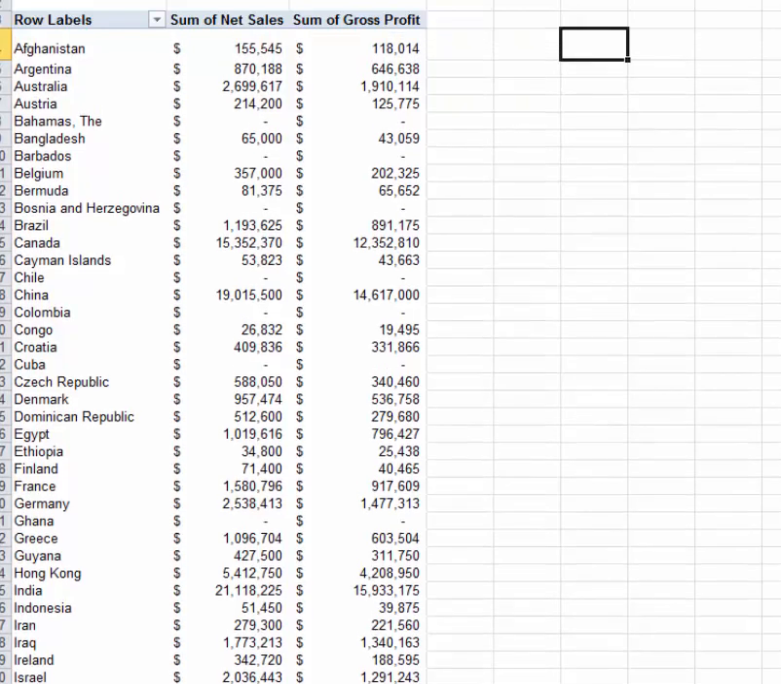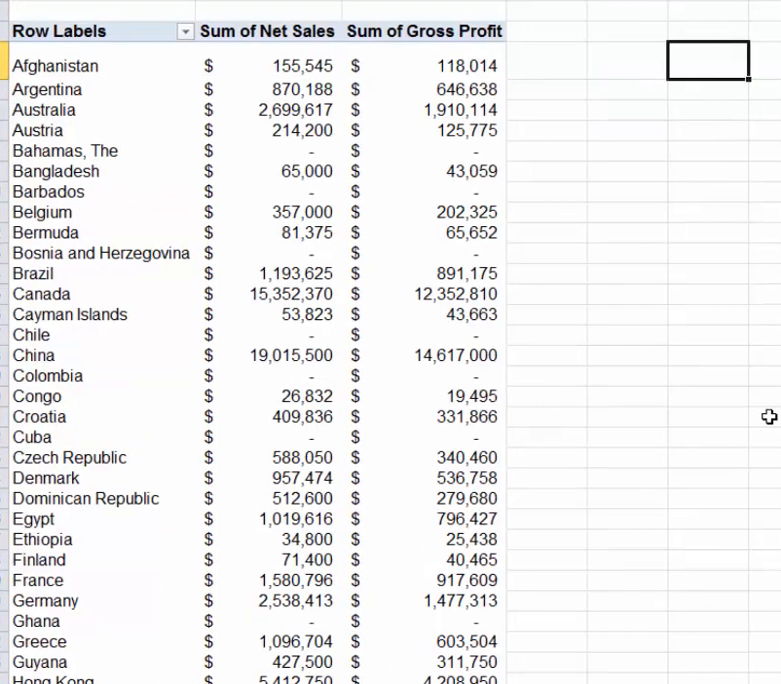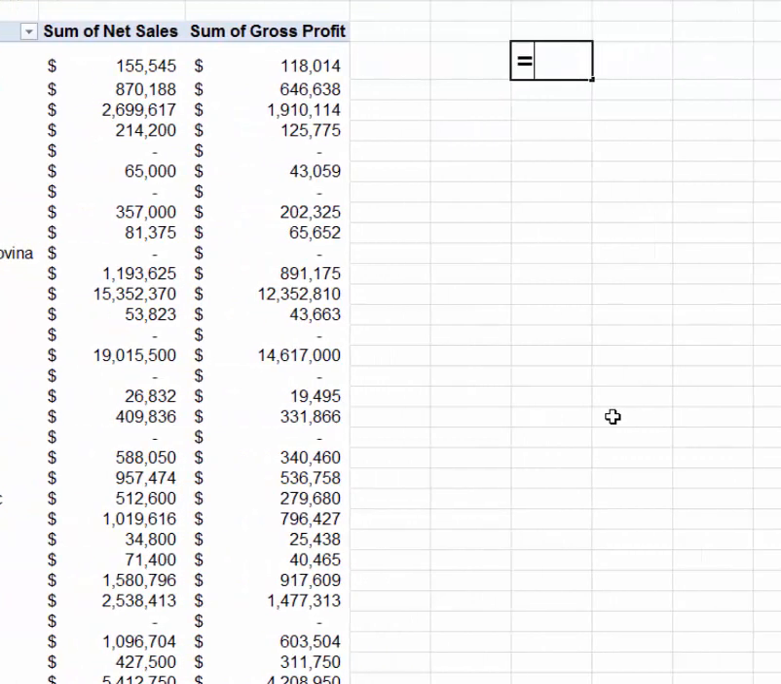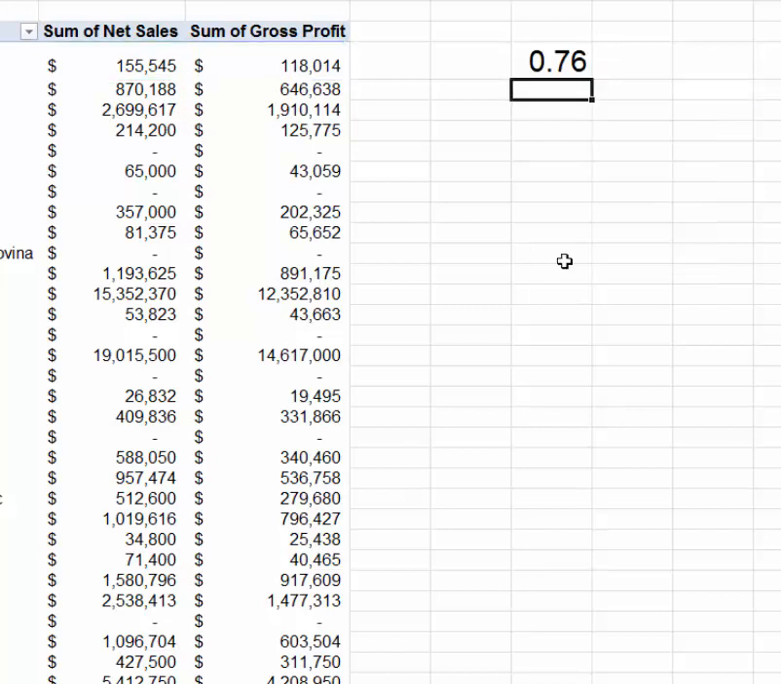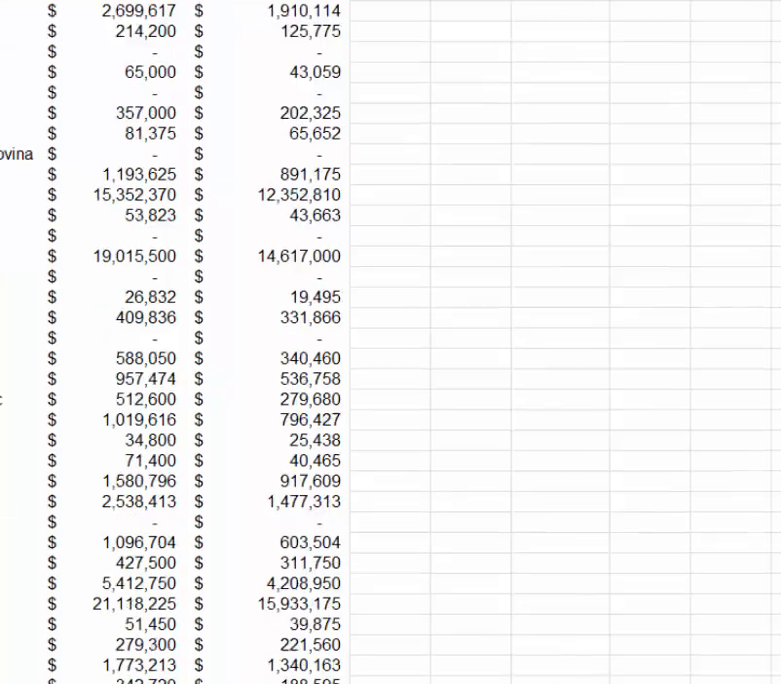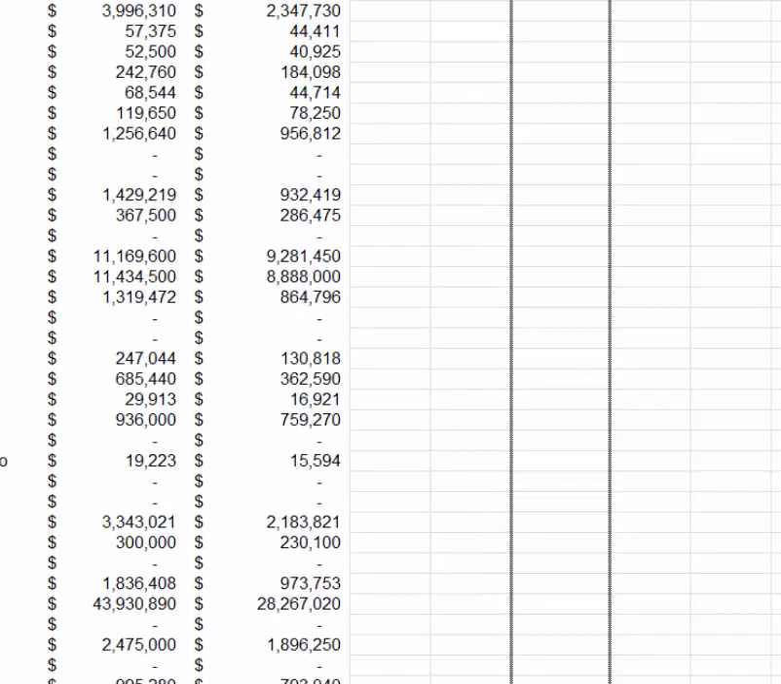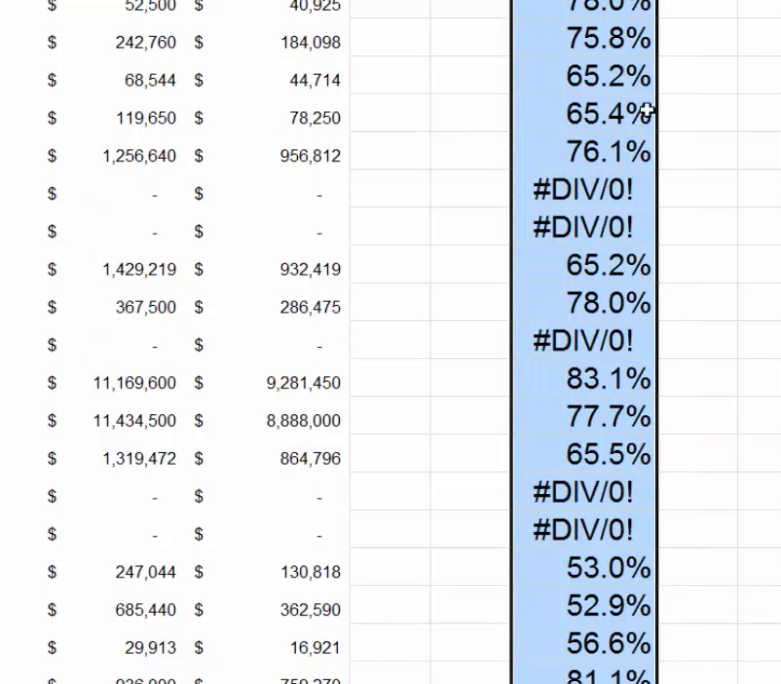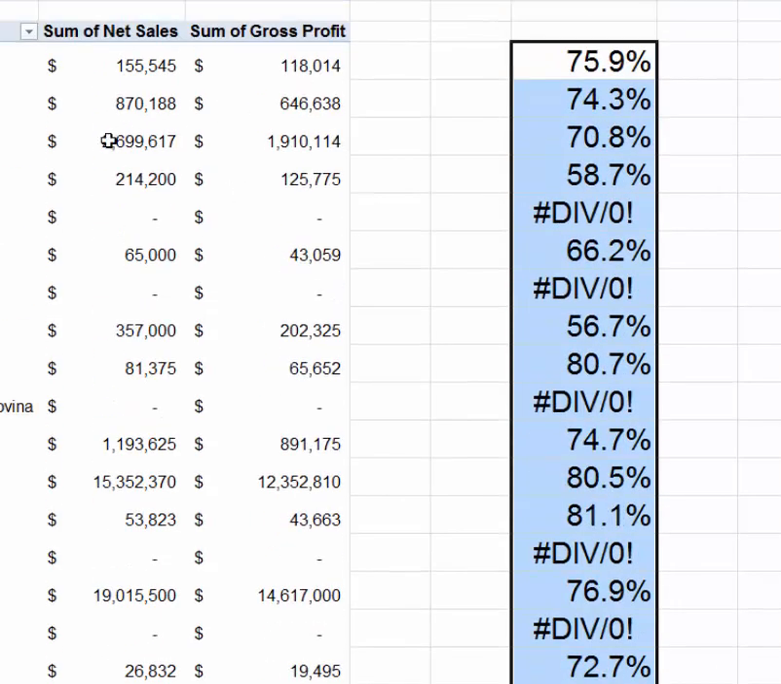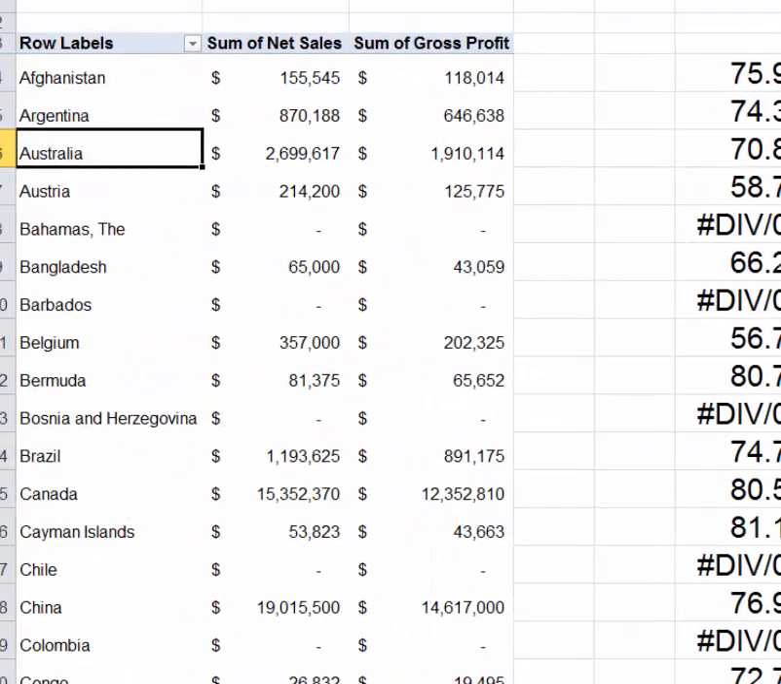We're going to calculate profit margin. So first one would be C4, which is profit, divided by B4, which is sales. And your profit margin is, of course, a percentage. Let's do 1 decimal, and we'll copy it down. Now you might get div errors here, and you can just ignore those. That's just what Pivot does whenever there's zeros and zeros, it doesn't understand. So you can just ignore those. It's no big deal.